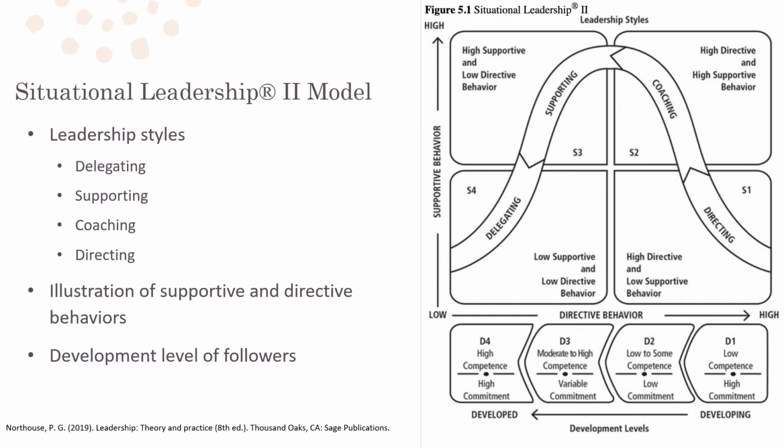The Situational Leadership II model is the visualization used to illustrate the leadership style and development level of followers. The leadership styles are delegating, supporting, coaching, and directing. This chart demonstrates the leadership style needed to correspond with the level of the directive and supportive behaviors, as well as the development level of the followers. The development level is the extent to which followers have the competence and commitment needed to achieve a goal.